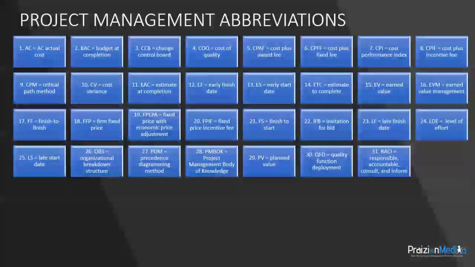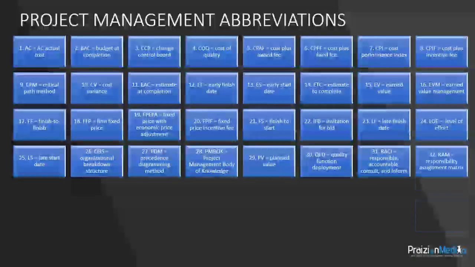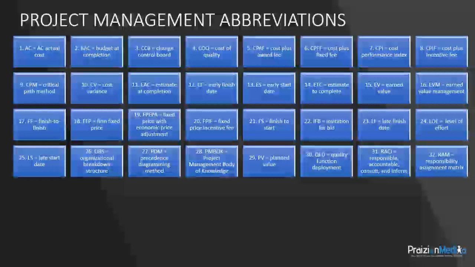Looking at a RACI chart, you should be able to see who is responsible, the doer for a piece of work, who is accountable, ultimately answerable. In other words, passing the buck stops with them. Who is consultative? Who do you need to consult to move the task forward? And informative. Who do you need to inform just for informational purposes? RAM, responsibility assignment matrix. The RACI chart is actually a type of RAM. RAMs show who is responsible for a particular assignment.